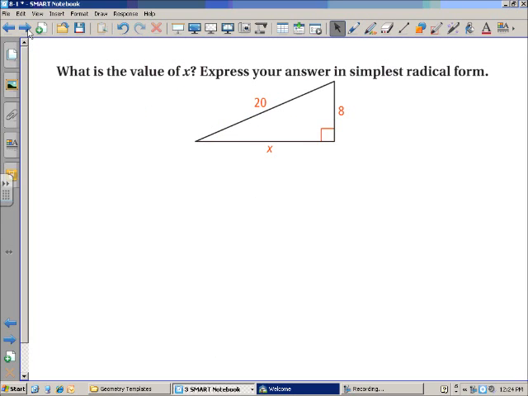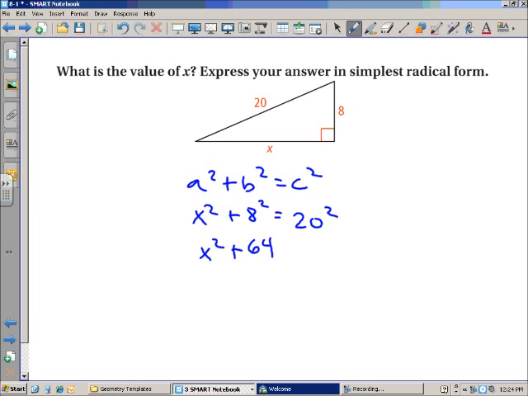Here's an example where we want to find one of the legs. Again, a squared plus b squared equals c squared works because it's a right triangle. Now, c is always the hypotenuse, so in this case, c is 20. I'll say x squared plus 8 squared is equal to 20 squared. 8 squared is 64. 20 squared is 400. Now to solve for x squared, I'm going to subtract 64 from both sides of my equation. x squared is equal to 336.